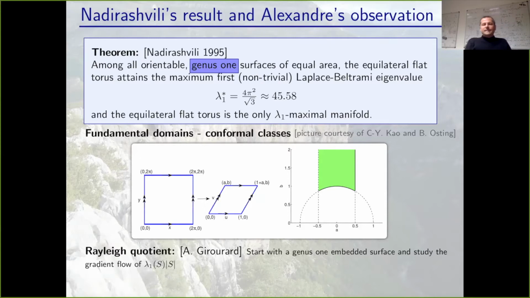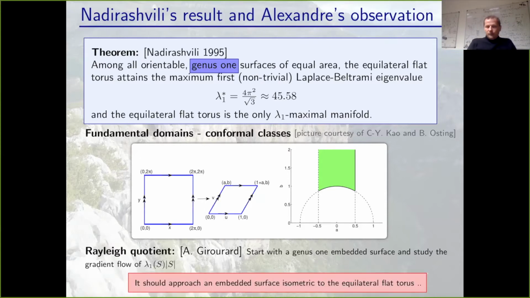And so it means that if you consider an embedded surface of genus 1, of course, and you maximize in R3 its first non-trivial eigenvalue, you may expect to identify an object which is asymptotically isometric to the equilateral flat torus. So there is some kind of uniqueness in this vague statement that we were not able to prove. But this was the idea of Alexandre, which was a wonderful idea.